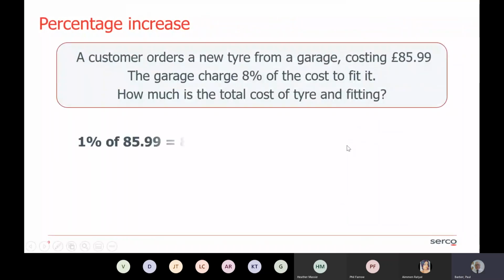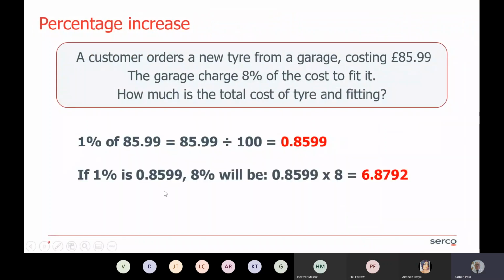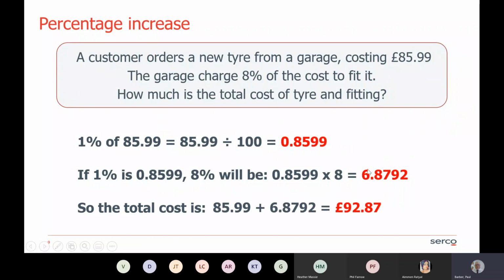So just to show that a little bit clearer on screen, there was our question. We worked out that 1% of 85.99 is just the total divided by 100, which gives us that figure. If that is 1%, then we know 8% will just be that figure times by 8. And the question was, how much is the total cost? So we need to add that new figure that we found, the fitting figure, onto our original amount, and that gives us a rounded figure of £92.87. That's an increase.